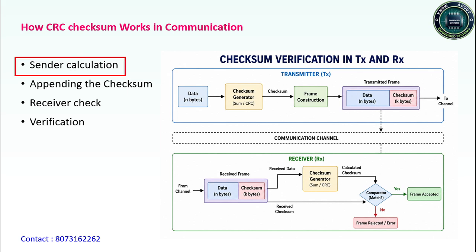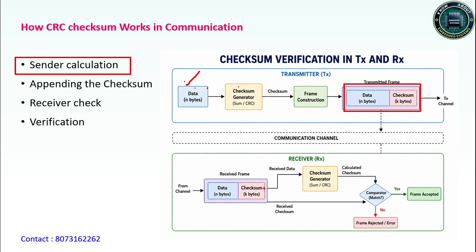On the sender side, nothing but the transmitter side, we have to calculate the checksum. We have to consider the data bytes to be transmitted. Then we have the checksum calculation, or checksum generator, and then we have to add it. So we consider the data, calculate the checksum, and add the CRC checksum to the data.